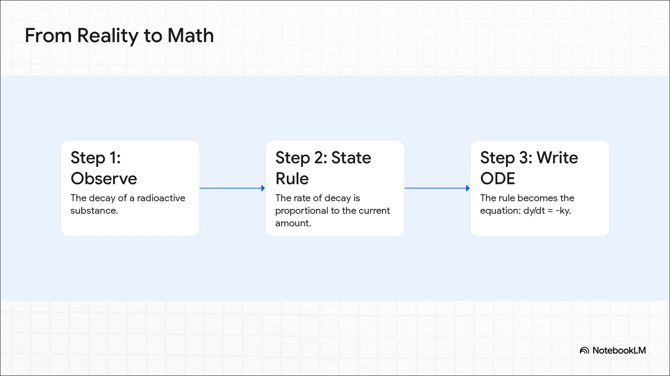The rate of change, dy/dt, equals negative k times the amount y. That little minus sign, that just tells us it's decaying, not growing. And boom, just like that, a real-world observation is now a clean mathematical equation.